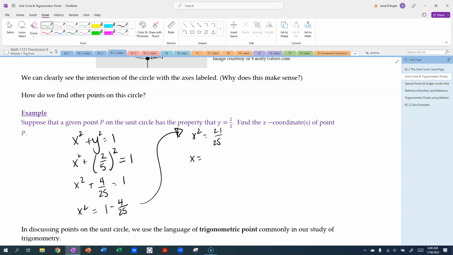We can still say x is equal to, introducing a square root on both sides, the square root of 21 over 25. Then we simplify by taking the square root of the numerator and denominator independently, so we get square root of 21 over 5. The square root of 21 doesn't really break down, since 3 and 7 are prime. And that is not our final answer. I lied to you a little bit, and I will do that frequently.